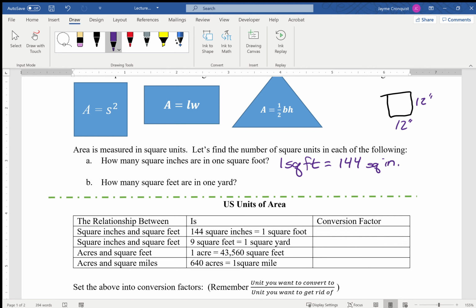All right, how many square feet are in 1 square yard? Again, if this was a yard instead of a foot, then I would have 3 feet on each side. So I'm going to have 3 times 3, which is 9. So 1 square yard is equal to 9 square feet.